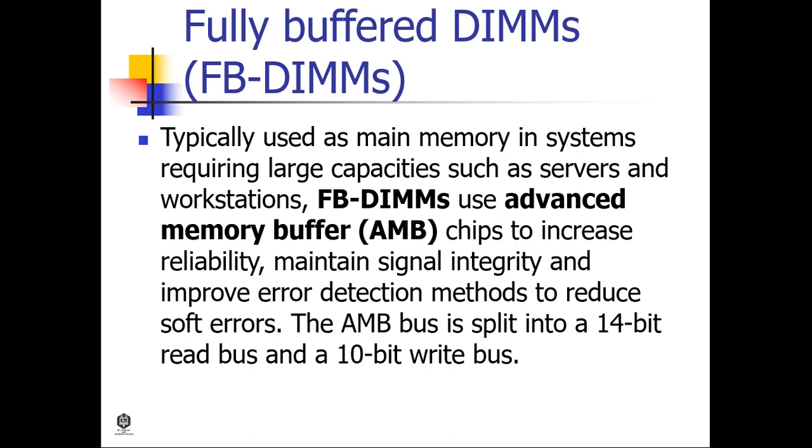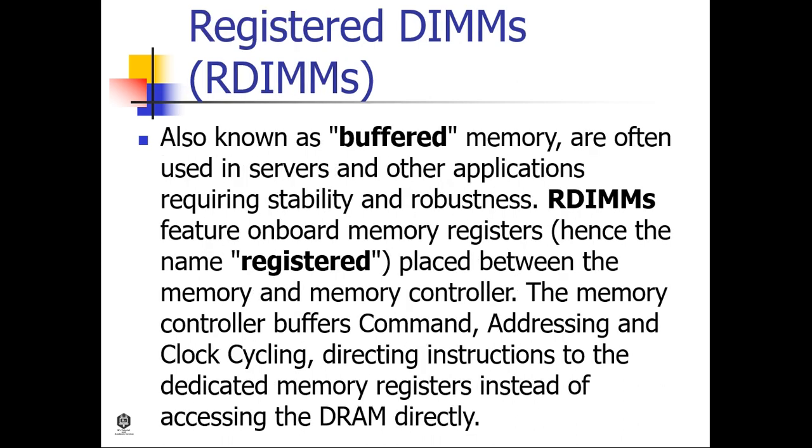The AMB bus is split into a 14-bit read bus and a 10-bit write bus. By having a dedicated read or write bus, reads and writes can happen simultaneously, resulting in increased performance. Lesser pin counts, or 69 pins per serial channel compared with 240 pins in parallel channels, result in lesser routing complexity and allow smaller board designs for compact, small form factor systems.